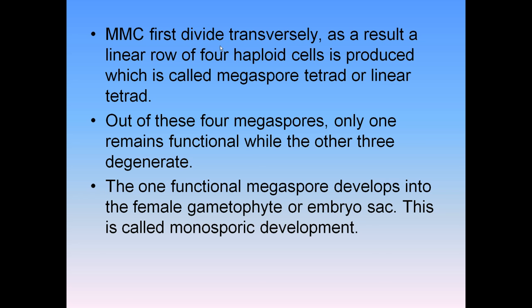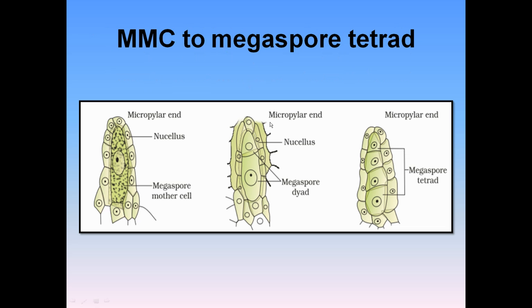Why is it called linear? Just see this part, you can see this is the linear arrangement of the cells, and the cells are going to be divided in the transverse plane. So this is the transverse plane, and the four haploid cells are going to be arranged in a linear fashion. That's why they are also referred to as a linear tetrad. Understand?